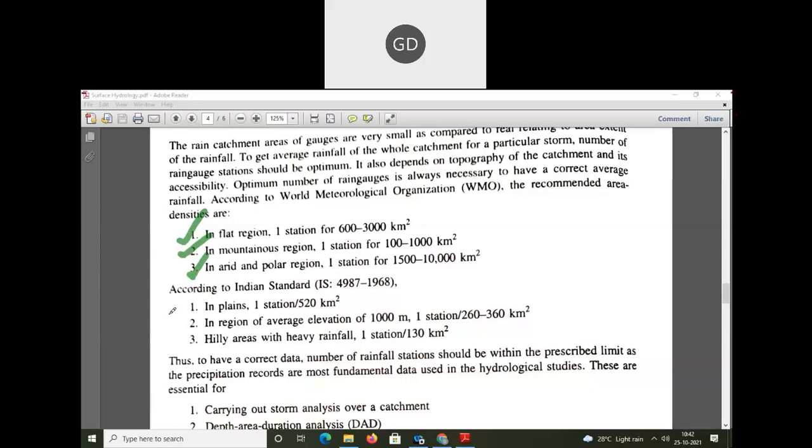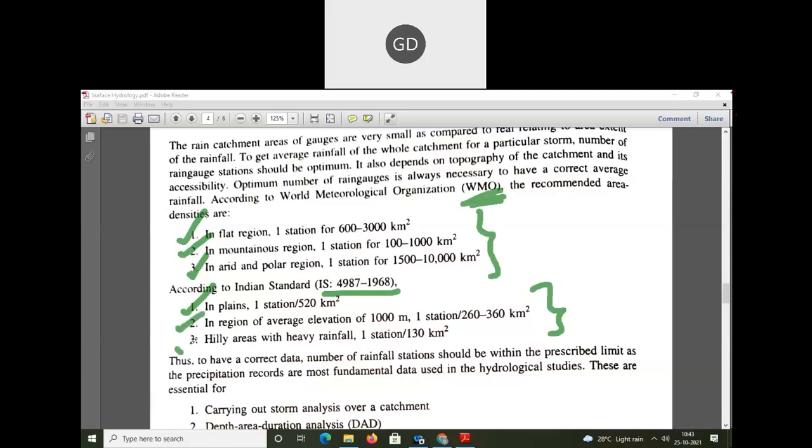Then again, there is one IS standard, that is 4987 of 1968. This first one is according to WMO, World Meteorological Organization, these three. And according to the Indian Standard 4987 1968, these three are there.